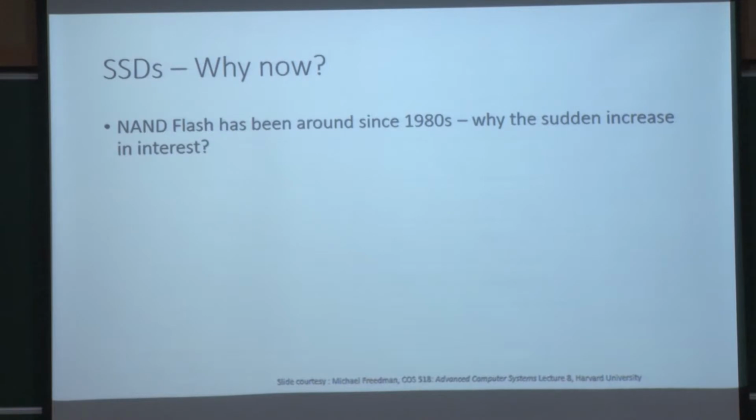So NAND Flash, which forms the basis of the solid state devices today, which is essentially the underlying storage technology, has been around since the 1980s. Why is it that you only see solid state drives today? Why not before? The technology has been around for 40 years. That's one part of it. So technology scaling has allowed higher capacities. What else? That's a good point, actually.